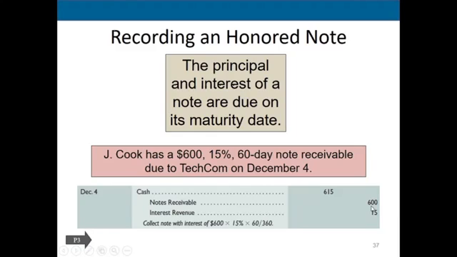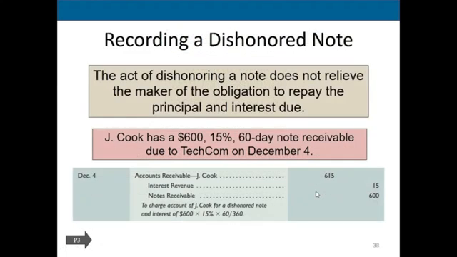You see what happens? We got the note. We got it paid back to us, the $600. We got the interest. How do we calculate that? 600 times 0.15 times 60 divided by 360 equals 15. Okay? It was due to us on December 4th, so we get cash of $615. That's the note plus the interest. Okay? What if they couldn't pay us? We're just going to convert it back to an accounts receivable. The entire $615, by the way, because now they owe us an additional $15 in interest.